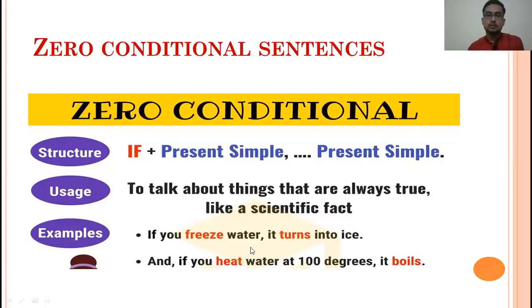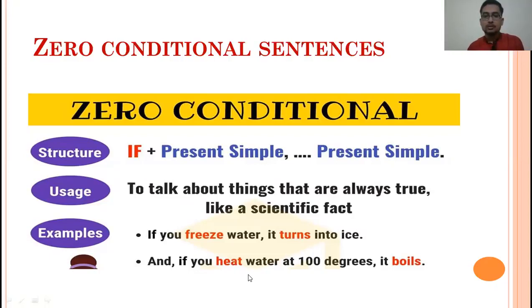If you freeze water, it turns into ice. So in the first part, in the conditional part, you see the clause is present simple, and the second part, it turns into ice. This clause is also present simple. I mean, both of the clauses carry present indefinite tense. Sorry. The second sentence, you see, if you heat water at 100 degrees, it boils. So here, same thing happens. This is also a scientific truth. If you heat water at 100 degrees, it boils.